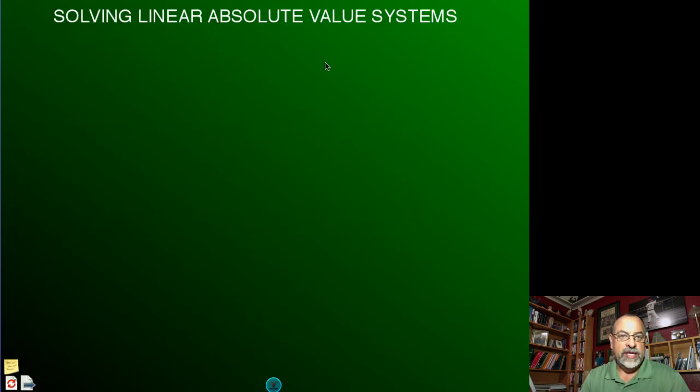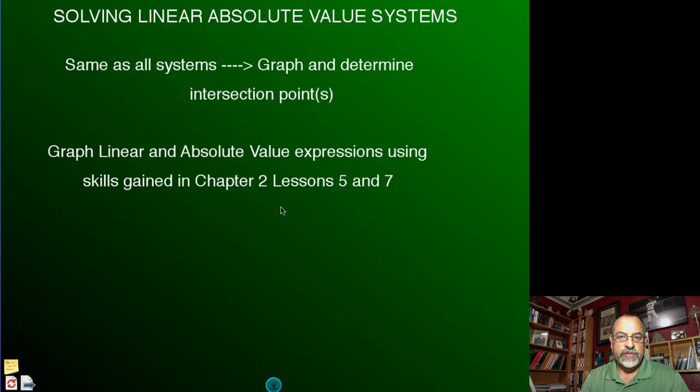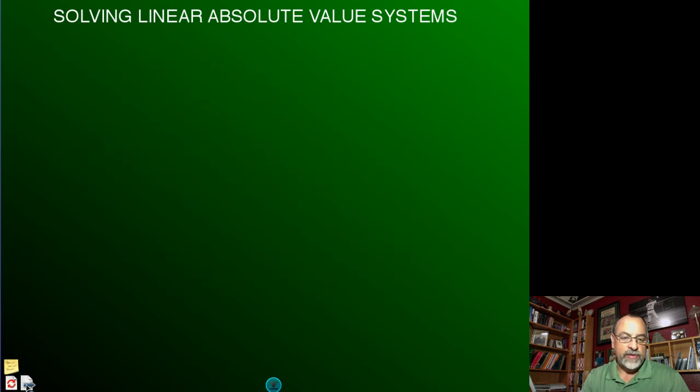Now, when we're looking at a linear absolute value system, again, there's nothing new. We're just going to graph the inequalities and look for the intersection points. And again, you have to remember how to graph an absolute value. You can use the horizontal and vertical translations and shifts to graph it. If the inequality is a less than or greater than, not included, the V rays will be dotted. If they are included, they'd be solid. And then again, you're looking for the overlapped section.